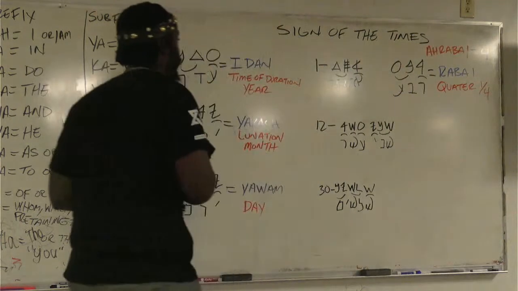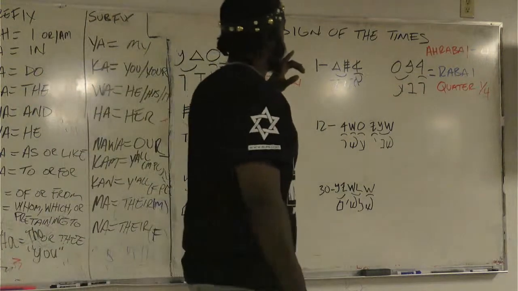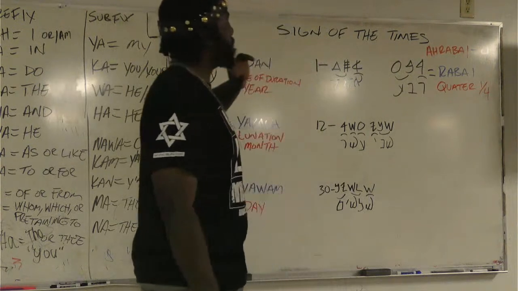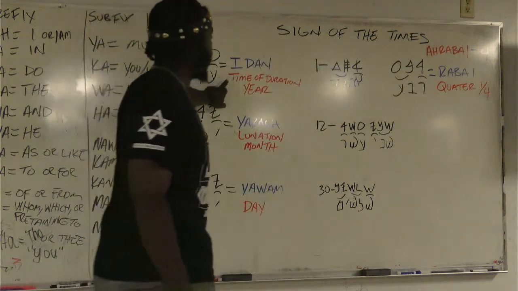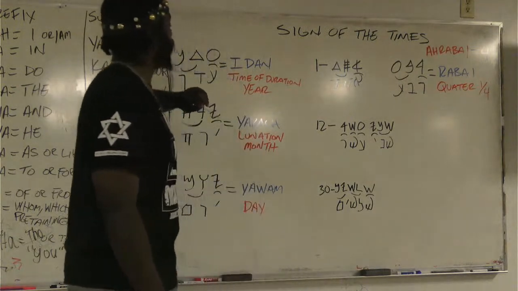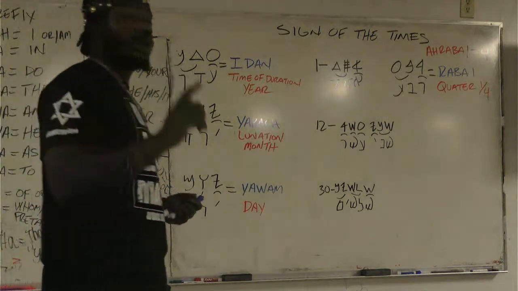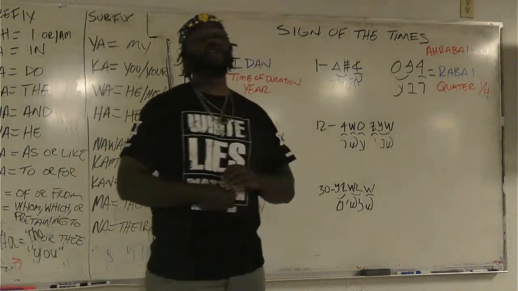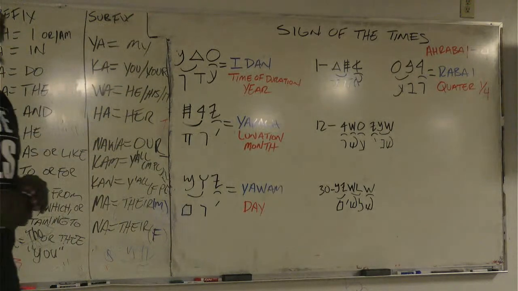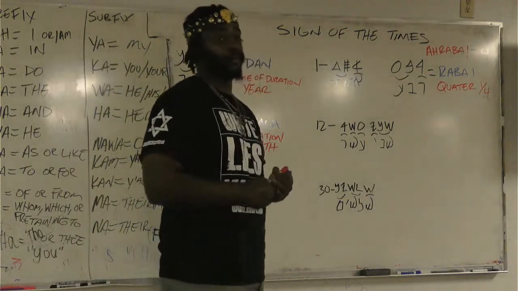All right. Arabai is 4. There are 4 quarters in 1 year. You have the name of one of those quarters already in your notes. What is the first month of the year?